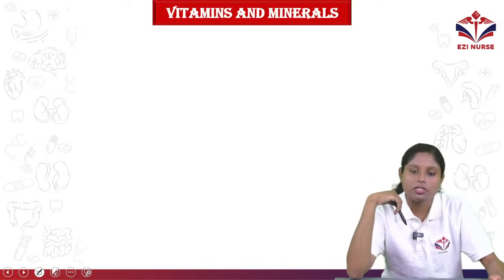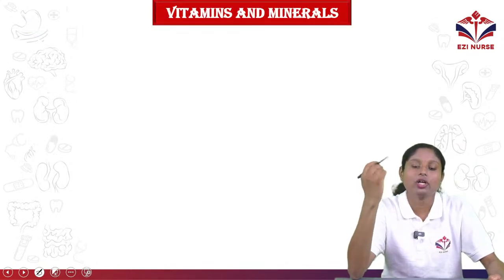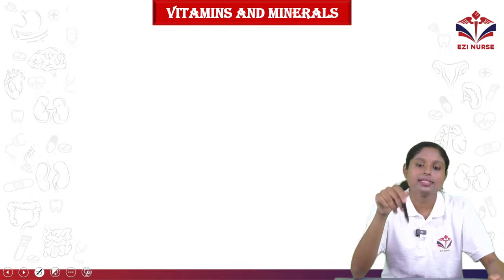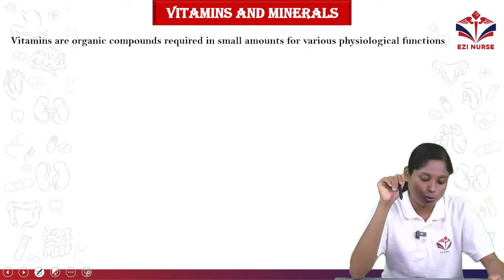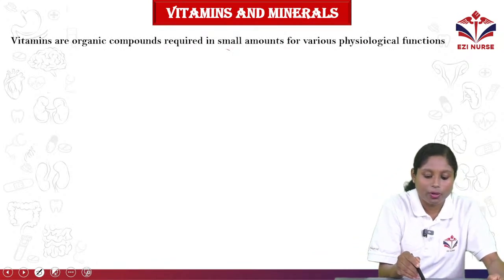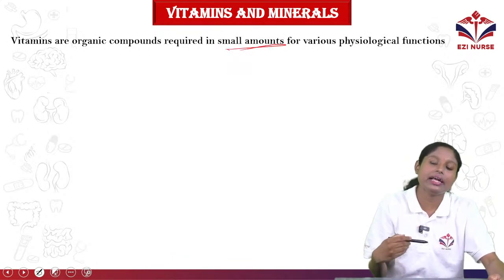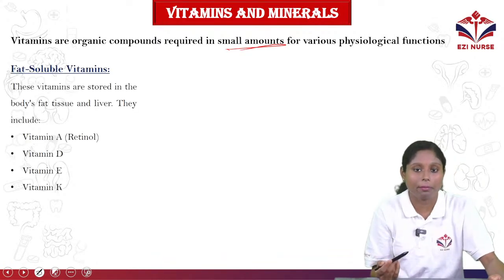Next is vitamins and minerals. It's a micronutrient. So till now we had discussed macronutrients, that are carbohydrate, fat and protein. Vitamins and minerals are micronutrients: organic compounds occurring in small amounts for various physiological functions. We need them for our body's physiological function, but in small amounts.